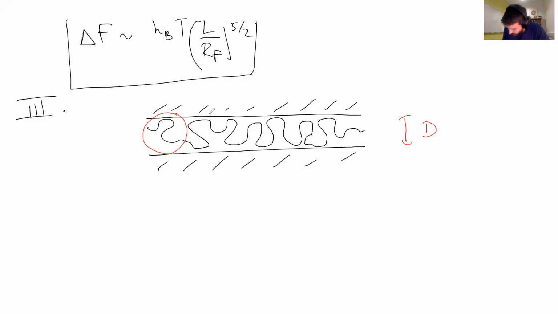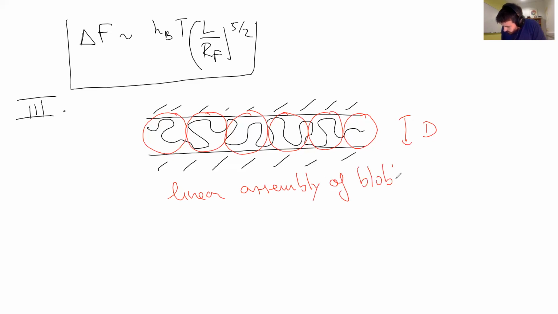Let me now say that on average, everything is as if I have a linear assembly of blobs. Inside this blob, the chain doesn't feel the wall. It's basically a Flory chain. But as soon as I'm going on larger length scales, I have felt the wall, and so I'm forced to have a linear assembly of blobs. And inside each blob, you have Flory.